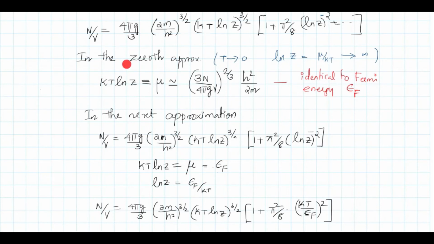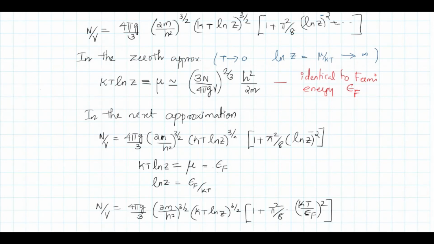Now in the zeroth approximation, you can neglect this term onwards. You keep the first term only. That is the zeroth approximation. That is the approximation when T tends to 0. When T tends to 0, log z is equal to mu by kT, that will tend to infinity. So log z tending to infinity means log z raised to minus 2 will go to 0. So you can neglect this term onwards. That is the zeroth order approximation.